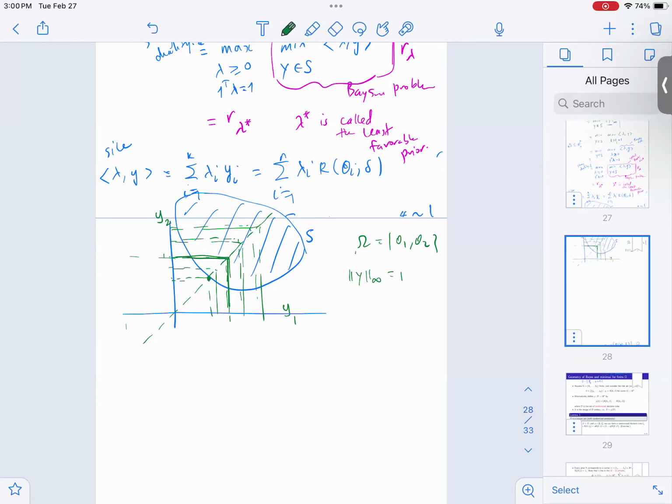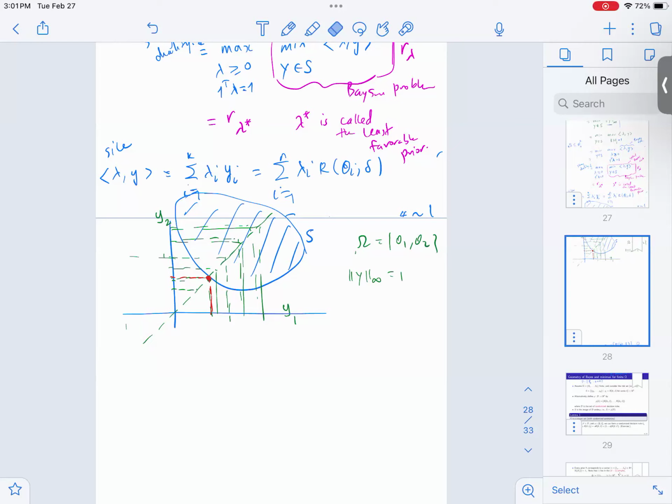Okay. This point is the point in S with the smallest infinity norm. If I reduce it further, the level sets are going to be outside. So you change these, and at some point you hit the boundary. So that would be the minimax, the risk of the minimax estimator. Okay, so that's the minimax estimator, or the risk of the minimax estimator.